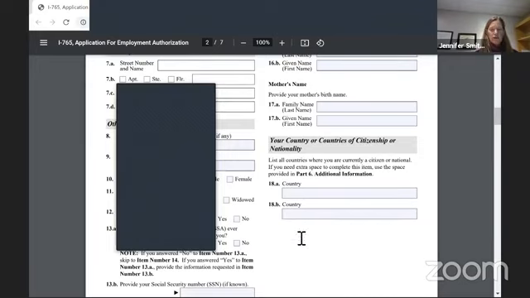So here you're going to put whatever country you're from, wherever you were born and wherever you have citizenship.